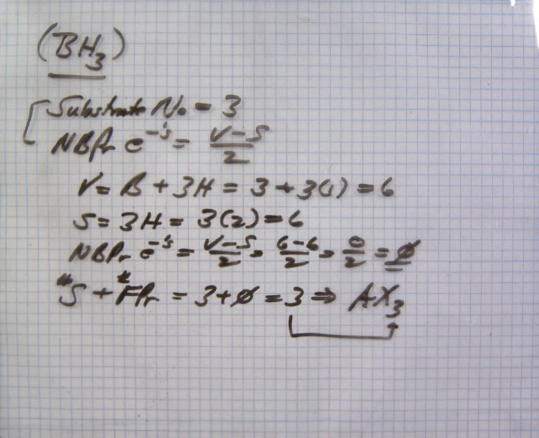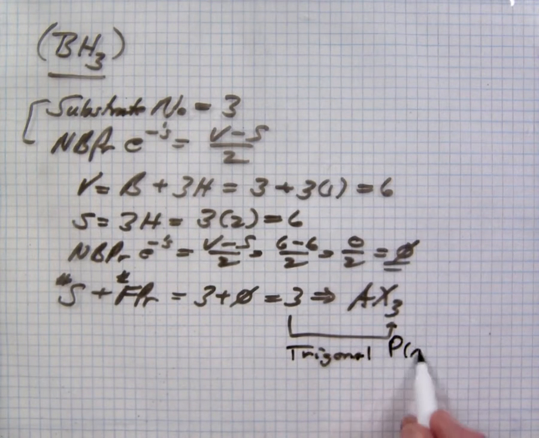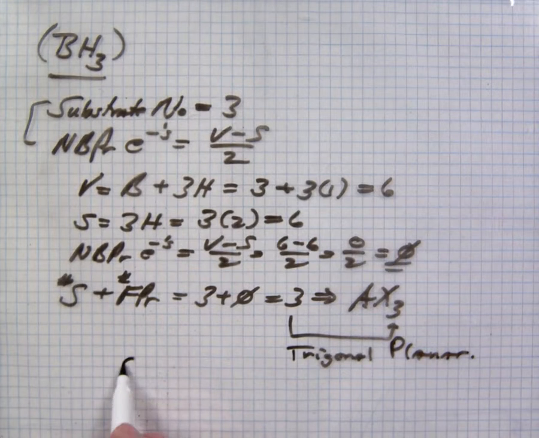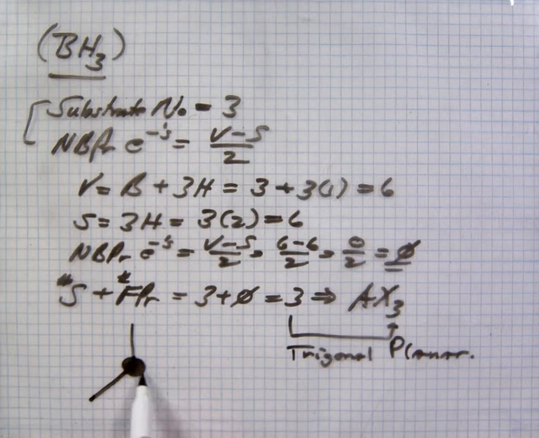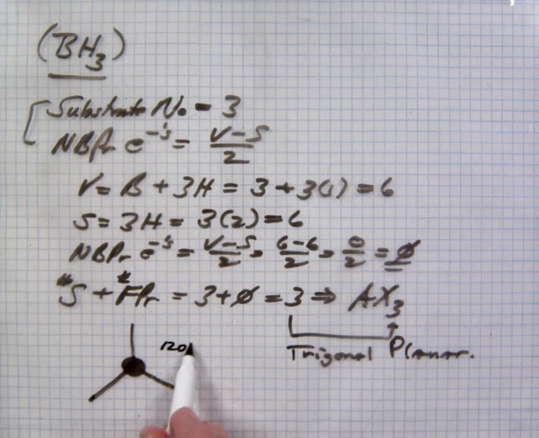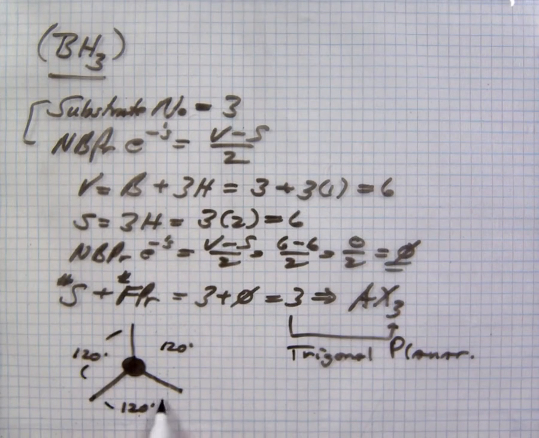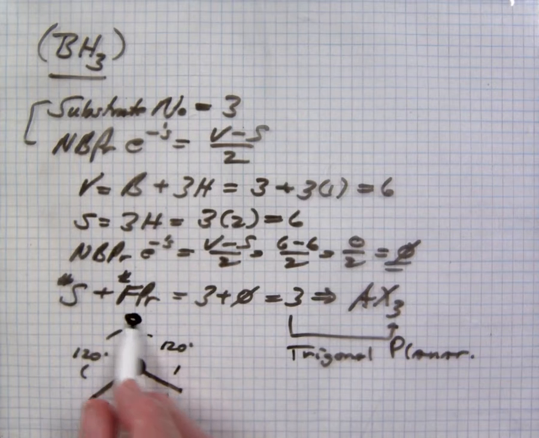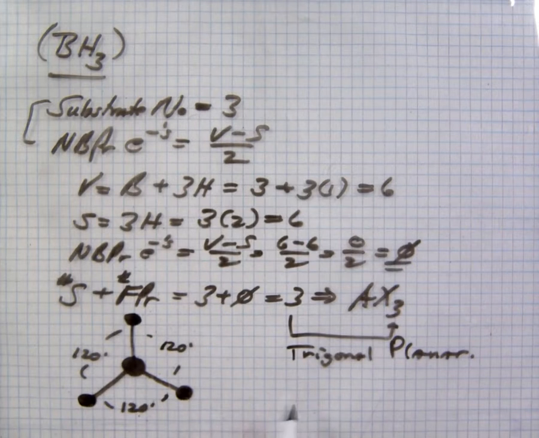Okay, so what does an AX3 look like? Well, it's trigonal planar. And it has a central element right here, and it looks like a 3-blade propeller in which you have 3 bonds that are 120-degree bond angles. And the substrates are attached in that configuration. And so you will see it's planar. And that's very important to understand. If you have an AX3 structure, it's going to be planar.